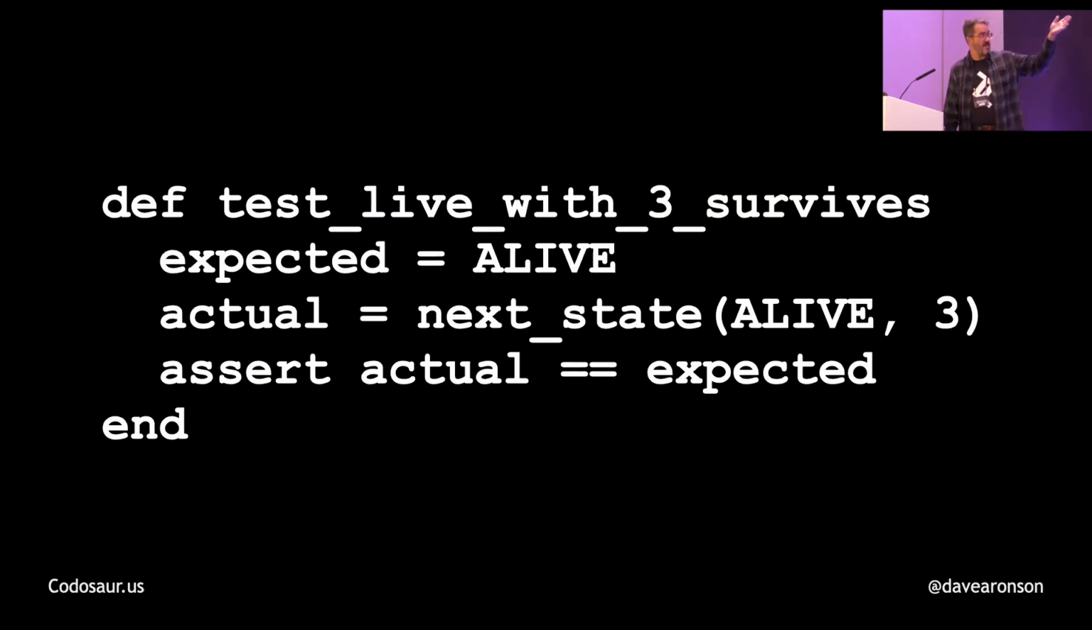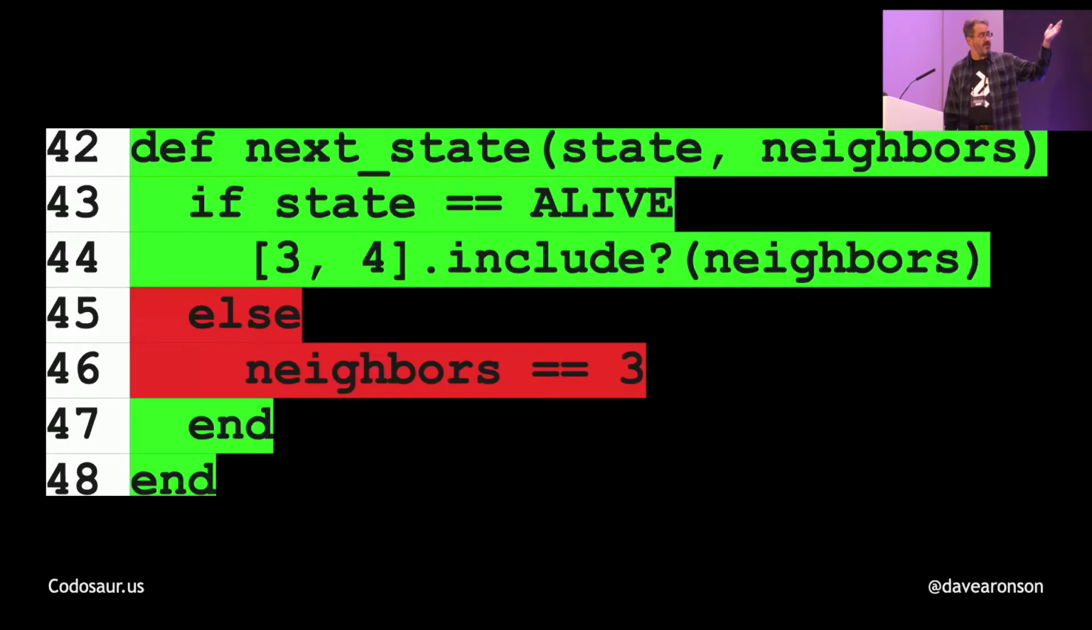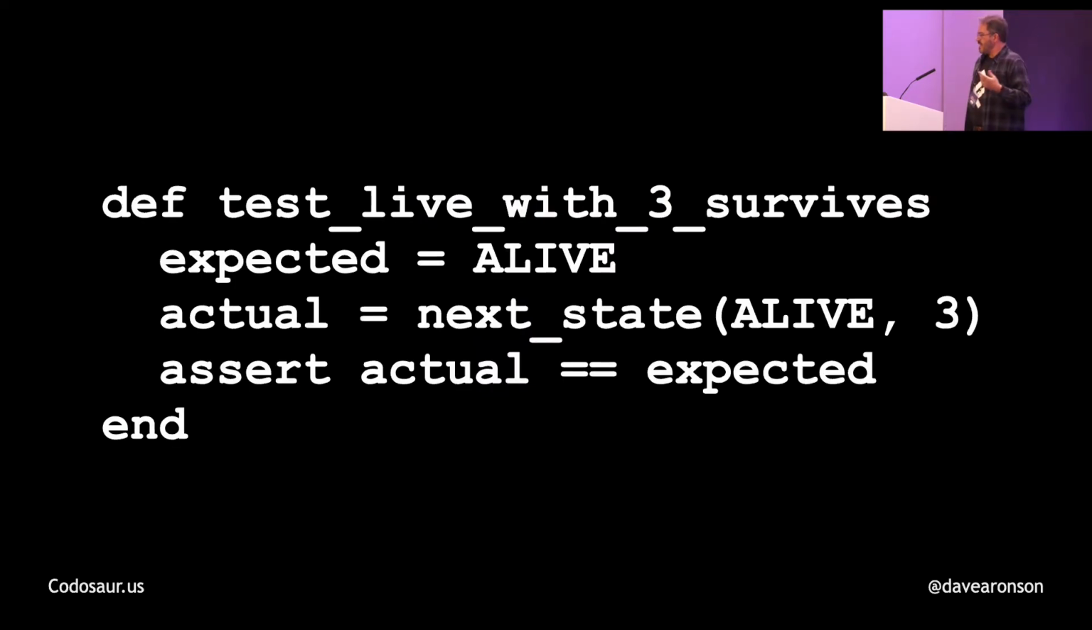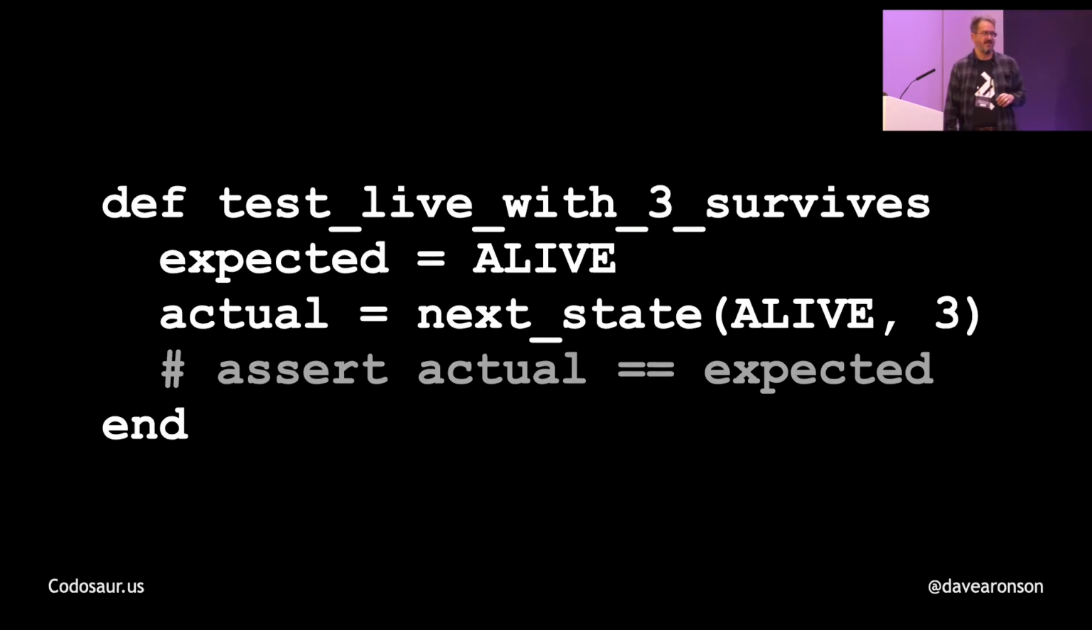This is a possible test for the code on the previous slide. It's pretty straightforward once you realize what it's doing. It's calculating the next state of a cell in Conway's Game of Life. If you're not familiar with that, don't worry, we're not going to delve into it. I just want you to think about what happens if we do this and comment out the assertion.